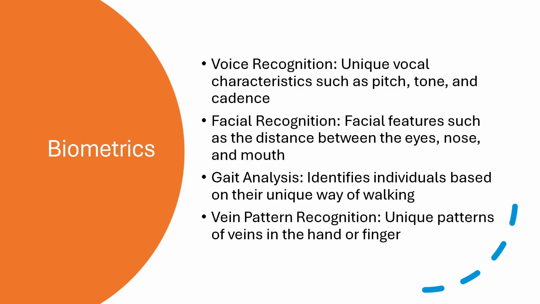Facial recognition. These systems analyze facial features such as distance between eyes, nose, and mouth. They're used in surveillance, social media tagging, and smartphone unlocking. They are convenient and can be used in existing cameras. Gait analysis. Gait analysis involves identifying individuals based on the unique way of walking. It is non intrusive and can be observed from a distance.